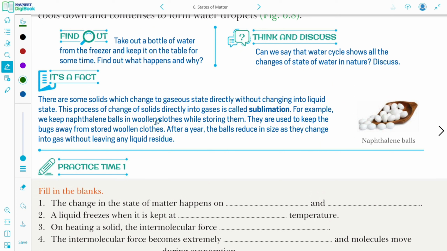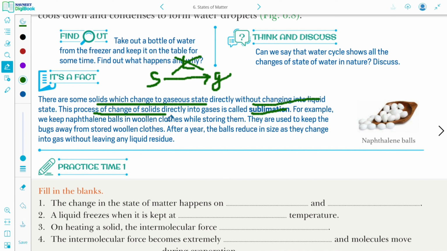Another phenomenon is sublimation. Sublimation is the change of solid state to the gaseous state without coming to the liquid state. The example is naphthalene balls, which are kept in woolen clothes while storing them. There are some solids which change into gaseous state directly without changing into liquid state. This process of change of solid directly into gaseous state is called sublimation.